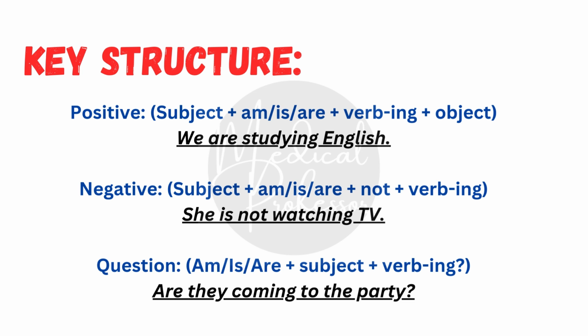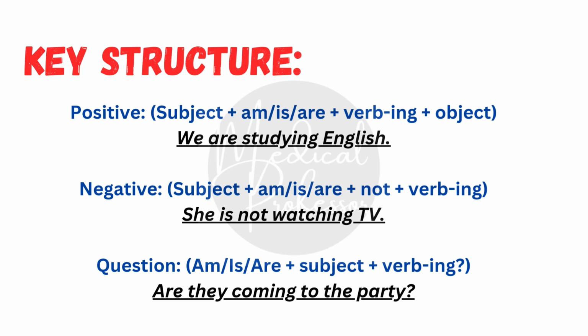Key structure of present continuous tense. For positive sentences: subject plus is, am, or are plus the ing form of the verb plus object. For example, we are studying English. Negative sentences: subject plus is, am, or are plus not plus the ing form of the verb. She is not watching TV. Question forms: is, am, or are plus subject plus the ing form of the verb.